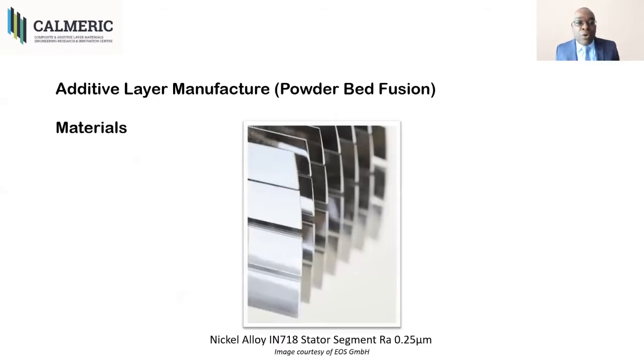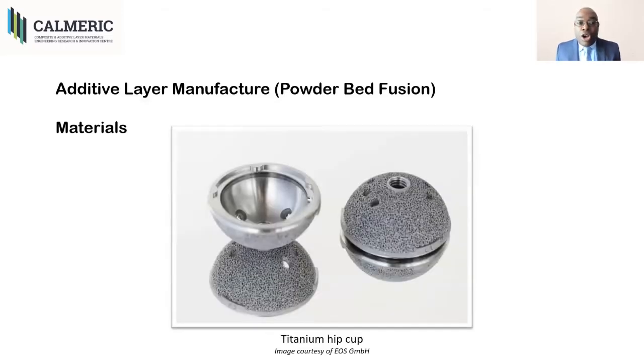Here's an example of a nickel alloy stator segment. And what I find interesting about this, look at the surface finish that can be achieved using additive layer manufacture. You can now go down to, as is illustrated here, a quarter of a micron in terms of roughness average with additive layer manufacturing. A titanium hip cup, so another exotic material that can be used. And again, just illustrating the porous surface, allowing a human bone to knit beautifully and very well with regard to this particular part. Again, made possible because of additive layer manufacturing.